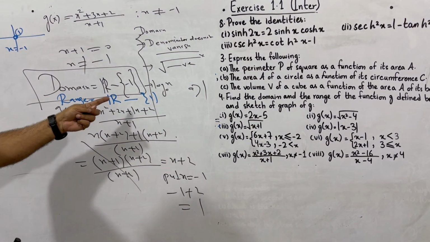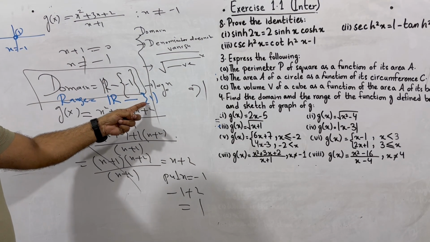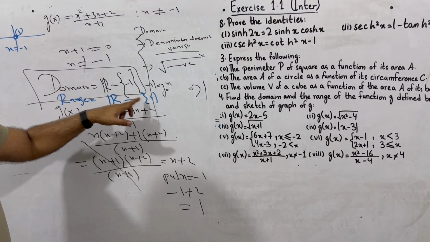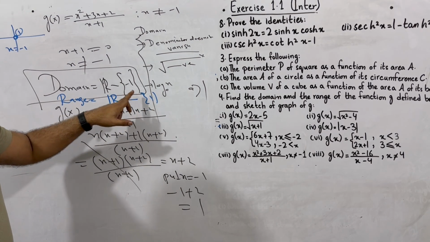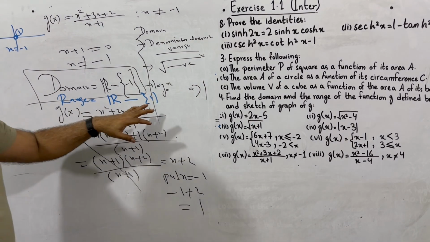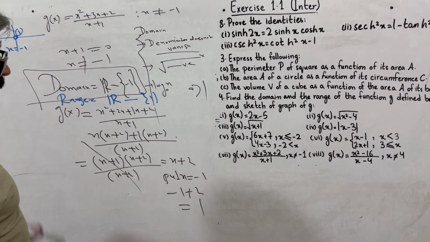Why? Because corresponding to minus 1, the limit value is 1. It is not the function value. It is the limit value at x equal to minus 1. Minus 1 has been excluded from the domain and 1 from the range. Okay, we will move towards the next question.